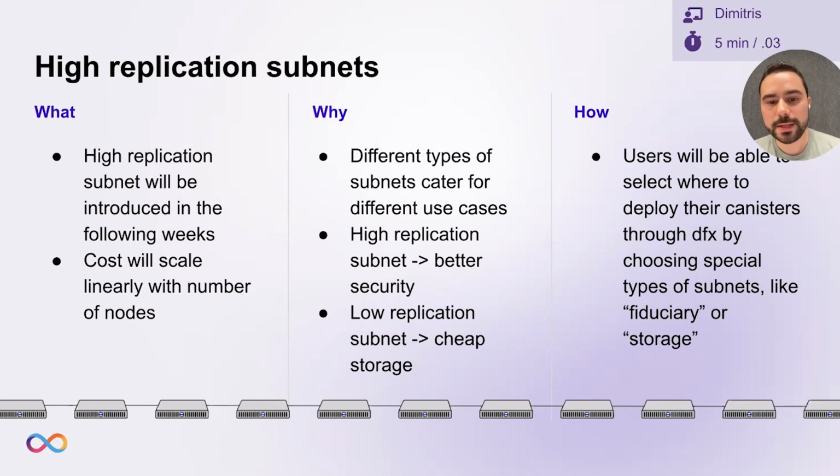And so how we're going to do that: users will be able to select where to deploy their canisters through DFX by choosing one of these special types of subnets I will introduce. You might have heard terms like fiduciary subnets or storage subnets before. So without further ado, let's jump into the demo.